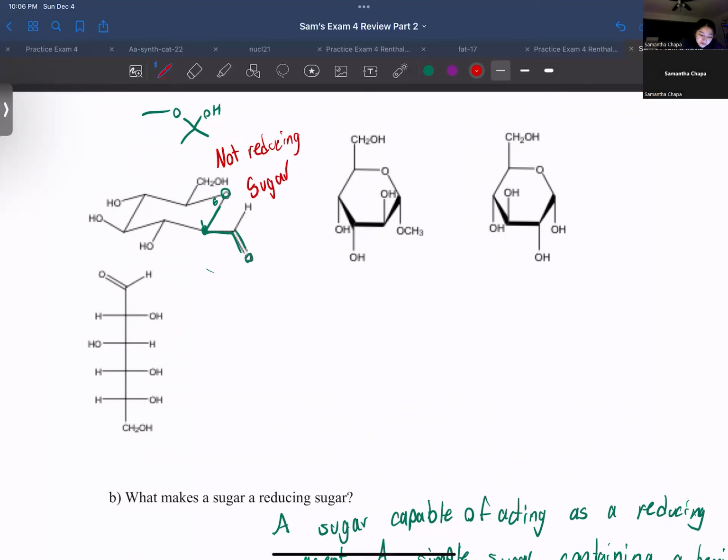Okay, we're doing the same for all of these. This is my anomeric carbon. It has an ether group going down here and an ether group going down here. So this is a full-on acetal, so this is not a reducing sugar. Move on to my next one. This is my anomeric carbon. I have an ether and I have an alcohol group. So this is a hemiacetal, so I'm going to call this reducing.